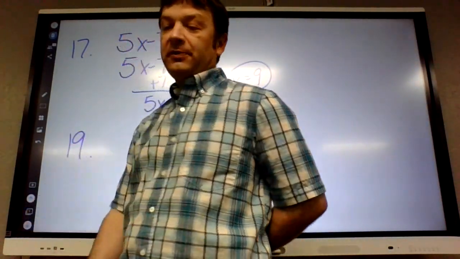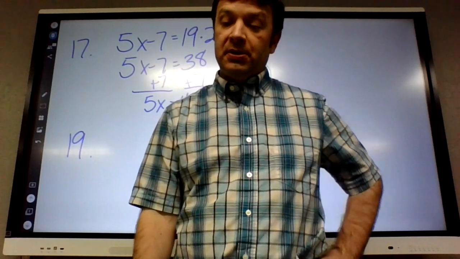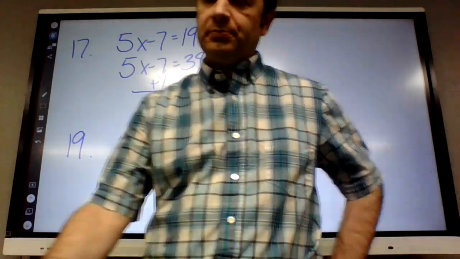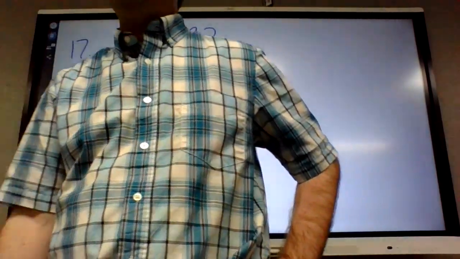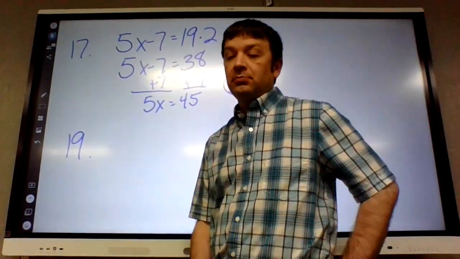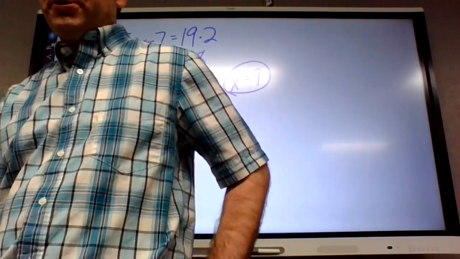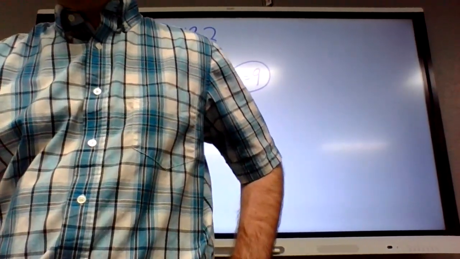I don't think there's any fractions on this page. Can one of them be a negative? I'm going 19 plus 19 is 36. I don't know what I was doing. Can one be a negative? Oh, x could be negative, yeah. I'm not sure that it is, but it's possible.